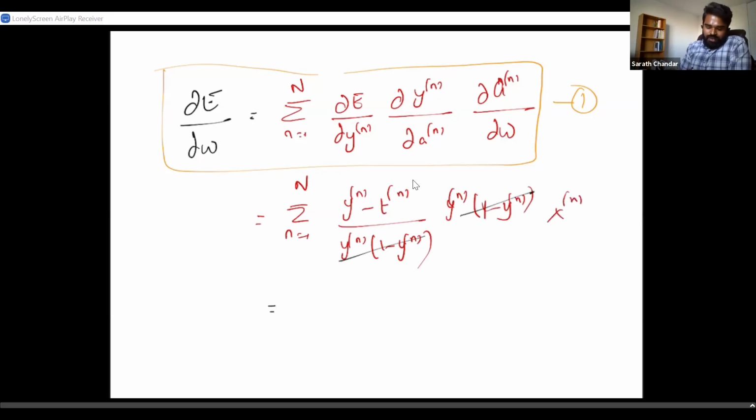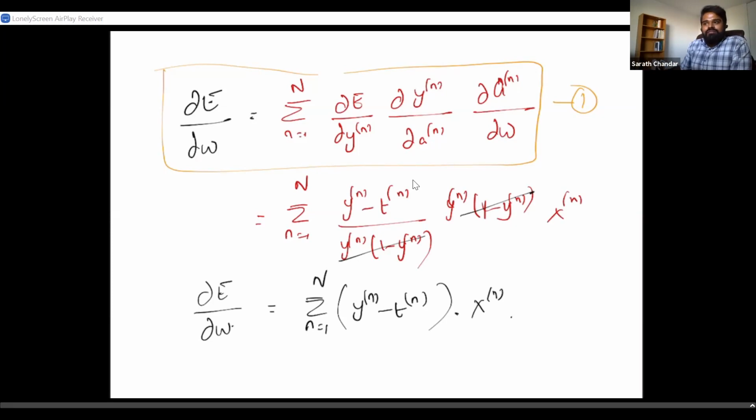So we ended up with summation over n equals 1 to N of (y_n - t_n) multiplied by x_n. Okay, now this is my gradient. Do you remember this formulation from the previous lectures? Have we seen something like this before? y_n minus t_n times x_n.